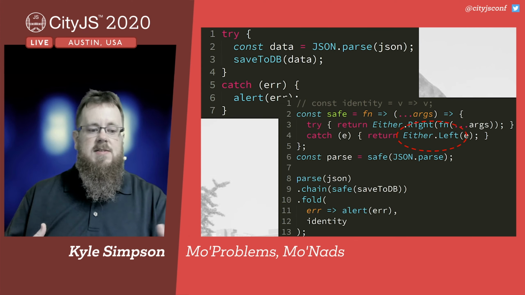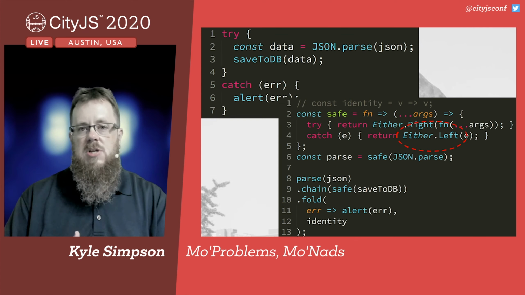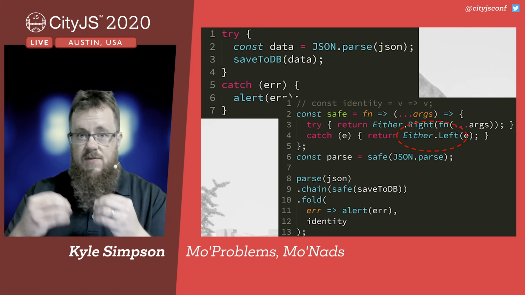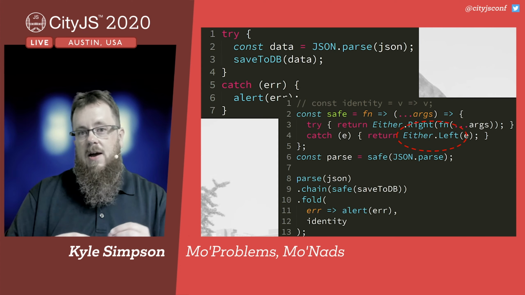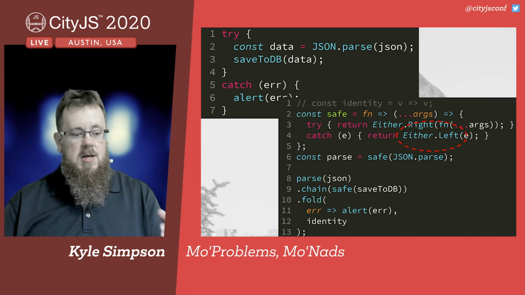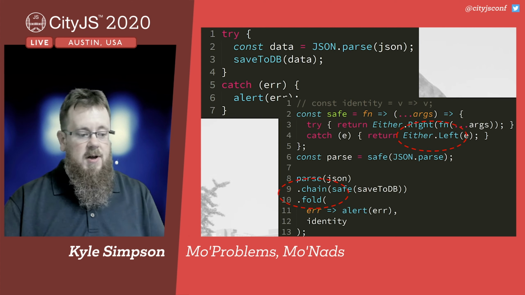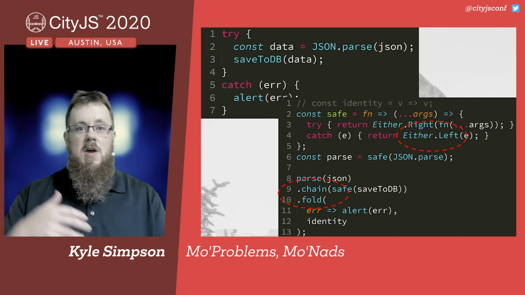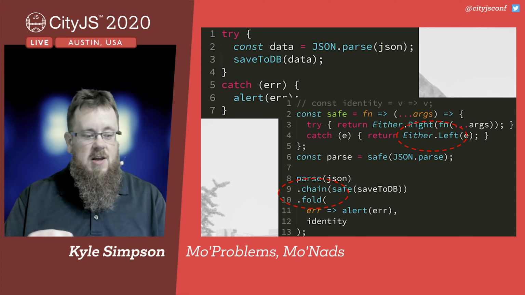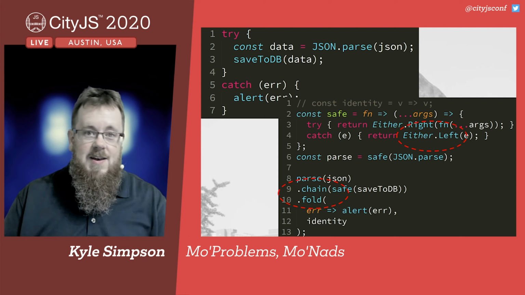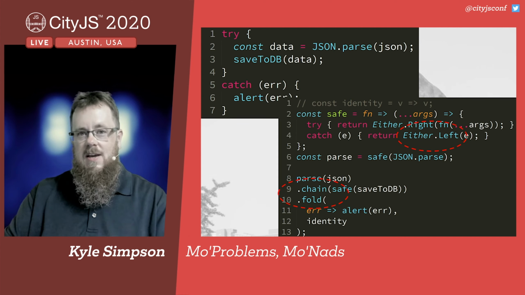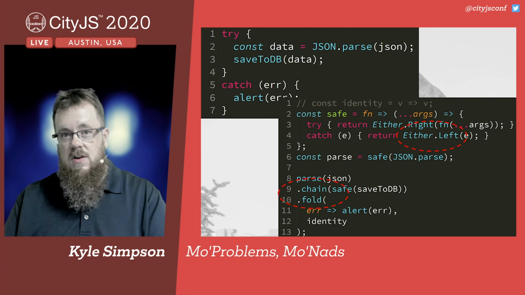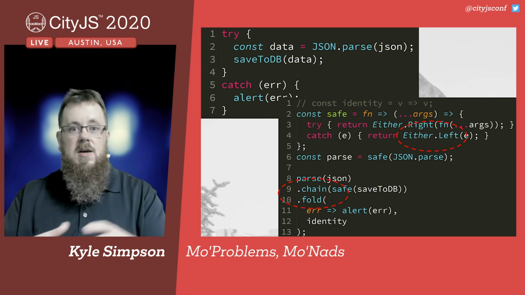And if we use that safe as a wrapper around, for example, the JSON parse, line 8, we can parse some JSON, and if that fails in any way, we know we're going to get back out an either left, which is going to short circuit. So the next dot chain call, it'll just be skipped, line 9. But if it succeeds, if we're able to successfully parse the JSON, then we'll get back out an either right, and then the chain call there on line 9 will invoke the next step in this process, which in this case is our safe wrapper around the save to DB function. So we would only call that save to DB if the parsing of the JSON worked, otherwise we would skip over it.